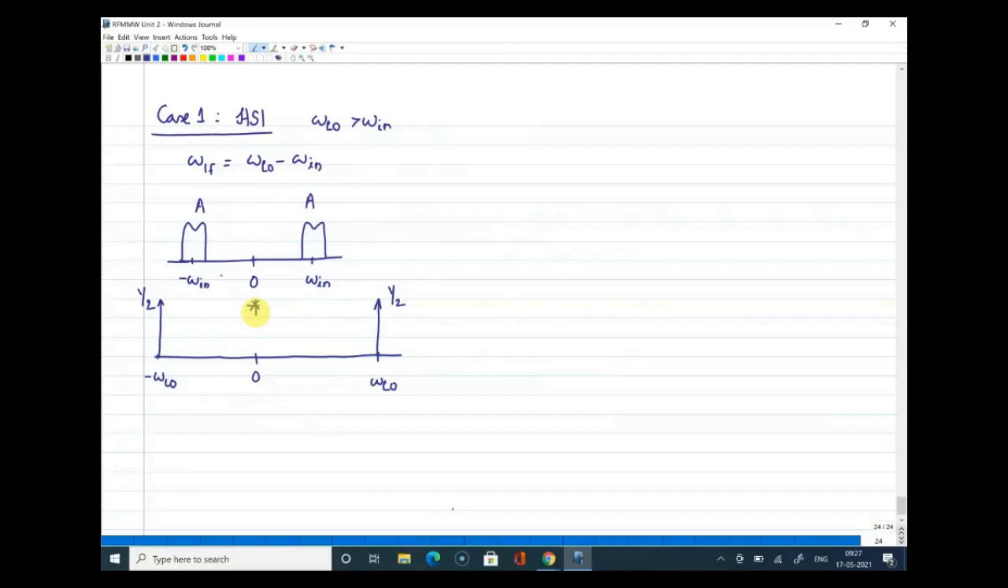You know that there is an impulse at omega LO. As a result of mixing, the impulse is at both plus and minus omega LO. This impulse will be convolved with your input signal, and that will produce the output. So the resultant will be plus or minus omega LO plus or minus omega in. So how will you perform this operation?